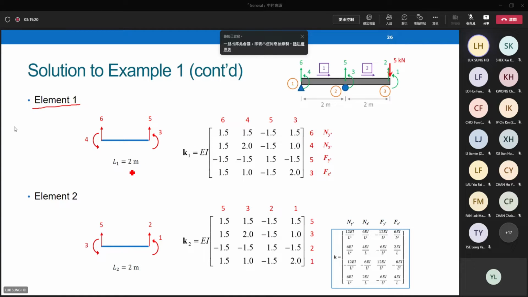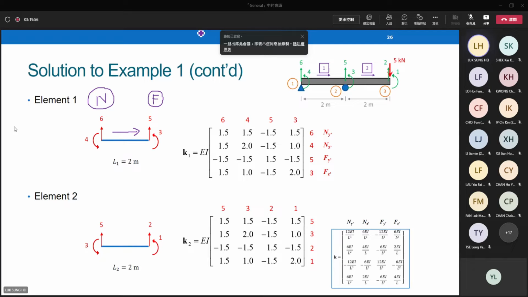Element 1, the length L1 is 2 meters. Substitute into our element stiffness matrix, then you can get all the values inside. But how to assign the code numbers? Just like what we did for truss analysis. Firstly, you have to define the member orientations. For a beam, we assume that members point from left to right. So the right end is the far end, the left end is the near end. Near end node and far end node.